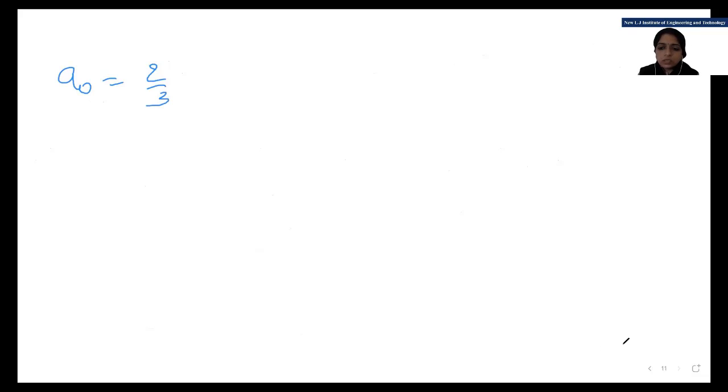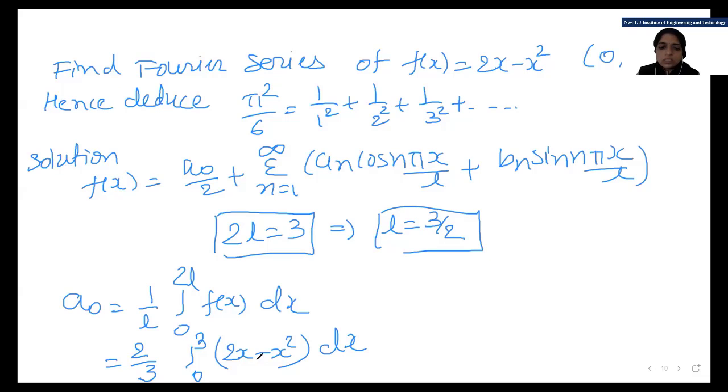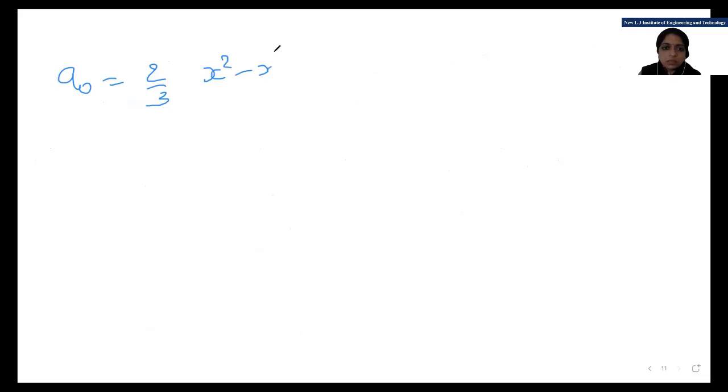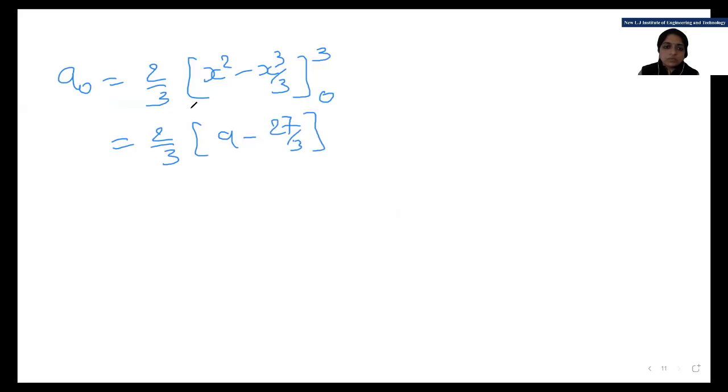Here integration of this: x square by 2, so both 2 will be cancelled. So x square minus x cube by 3, and the limits are 0 to 3. Okay, so 2 by 3, this is 9, here 27 by 3. This is for the upper limit. Lower limit is 0. So 9 minus 9 is 0. So value of a0 is 0.